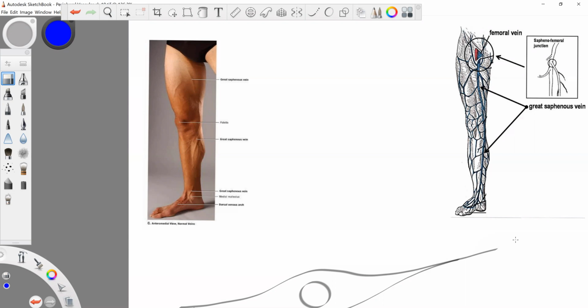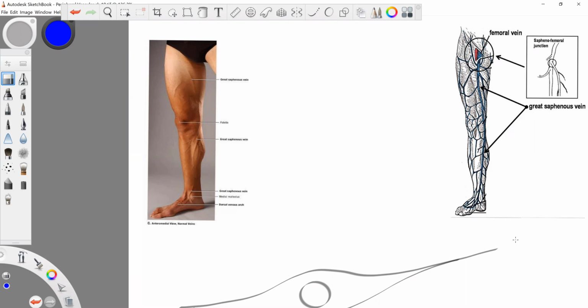I grabbed this picture because this guy's got nice veins. You can see his saphenous vein. Actually, I just thought of something. This is great. Okay, the great saphenous vein.